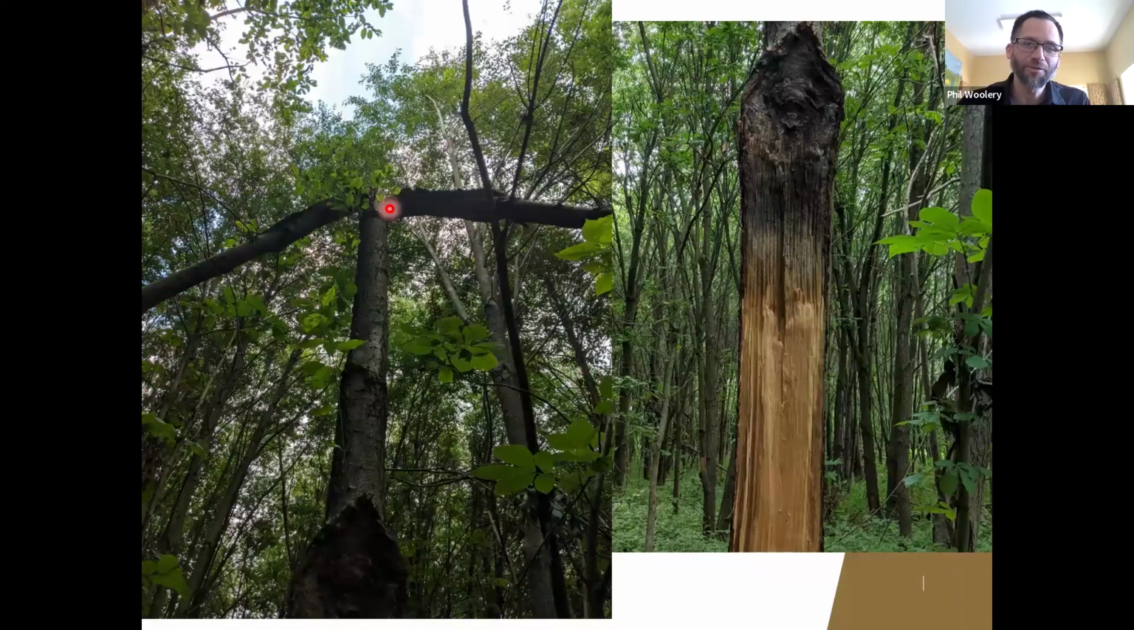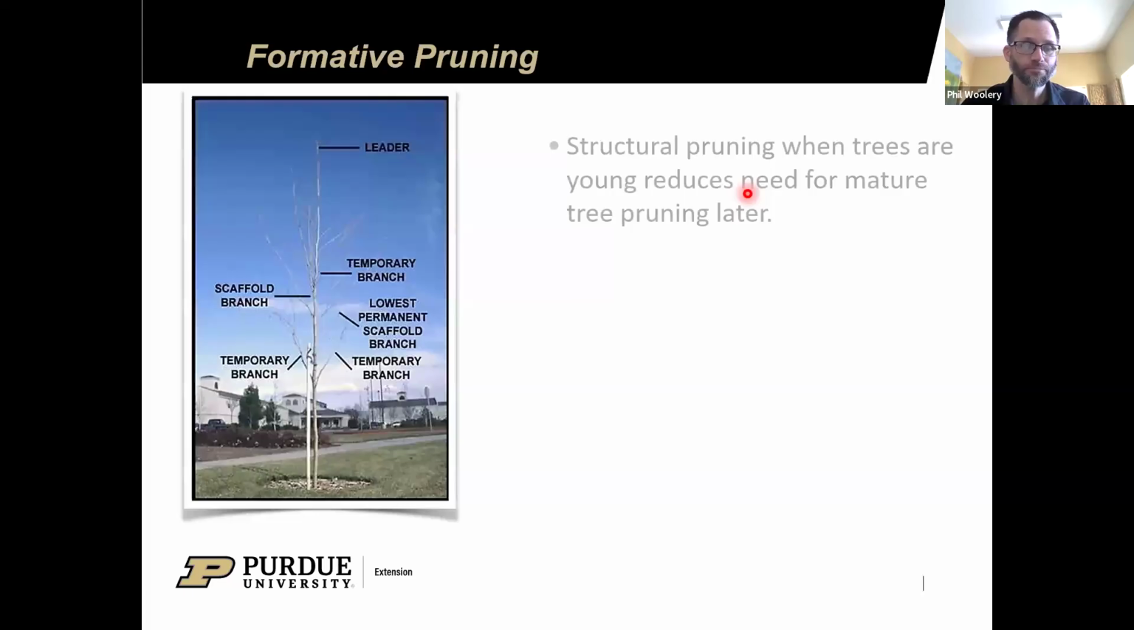Here's an example of some of that happening. This is out in the woods, but it's pretty cool. Down here we had a codominant stem that split off, and then we had a codominant stem on here that split off too. So there are multiple here, and this is where we didn't have that attachment, and it ripped all the way down this cherry tree. So avoiding that is important.